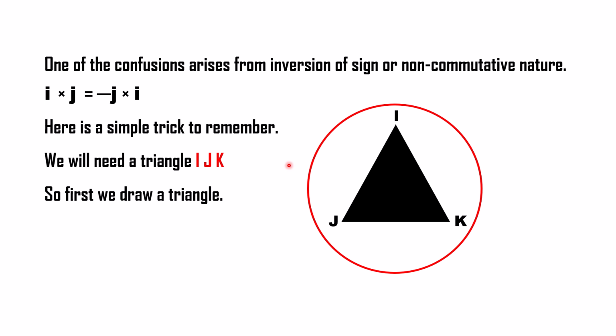First of all, you need a triangle. The name of the triangle should be IJK. I on the top, J on the left side and K on the right side. So first we draw the triangle and then let us see how we can make the sign convention more scientific so that you never make a mistake in sign convention.